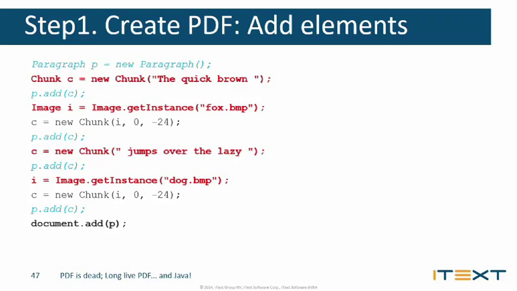So you can see all the lines marked in blue and in italics are building up a paragraph, and the parts in red, in bold, are adding content to that paragraph. So we have a chunk, which is basically just a piece of text at first, which says the quick brown. And then we have an image of a fox. Then we have a part of text again, which says jumps over the lazy. And then we have an image of a dog. We add all these chunks and images to the paragraph, and then finally at the last line, we add this paragraph to the document.